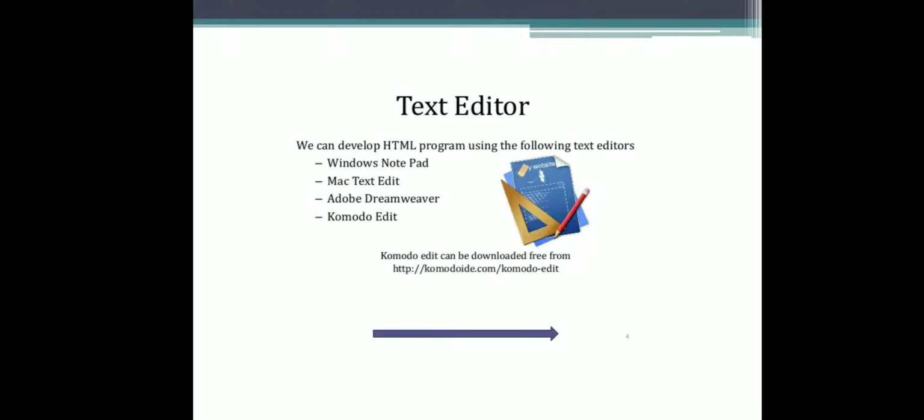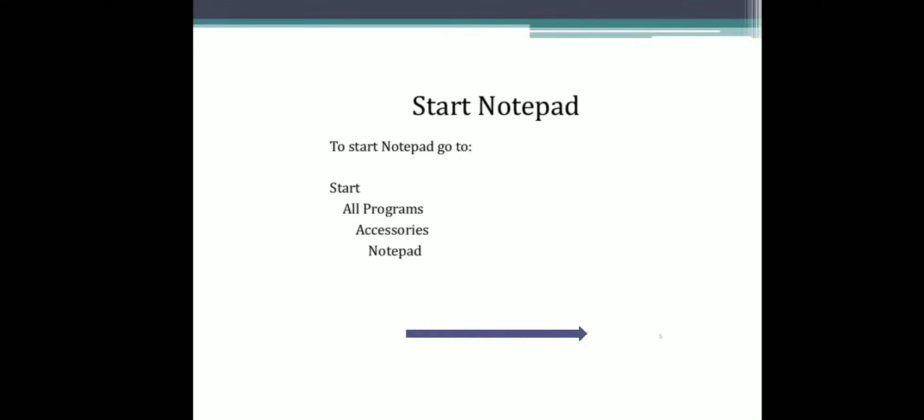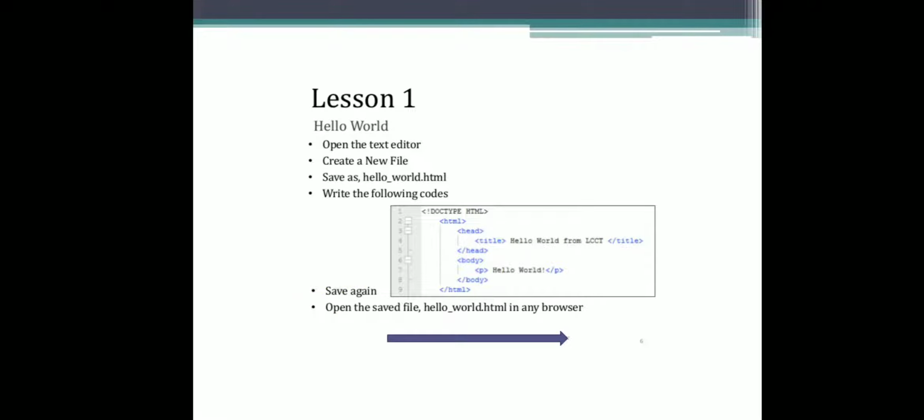Suppose you want to create a web page, then we have to use different types of text editors. Some of the text editors are shown here. We'll see using a text editor called Notepad. To start Notepad, the steps are: first click the start button, then select all programs, then accessories, then Notepad. The Notepad page will be opened here.